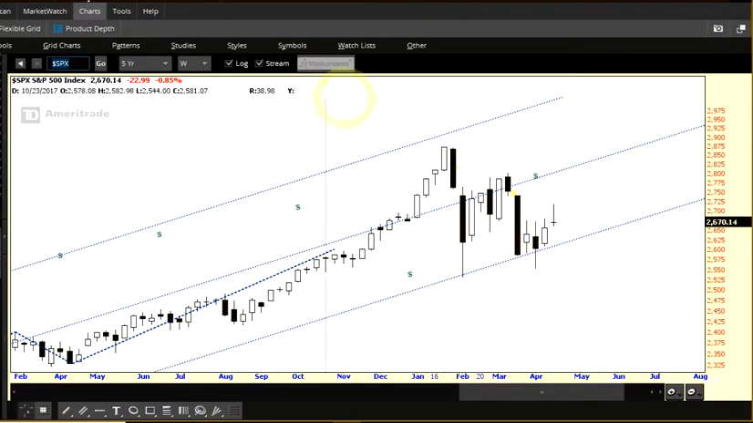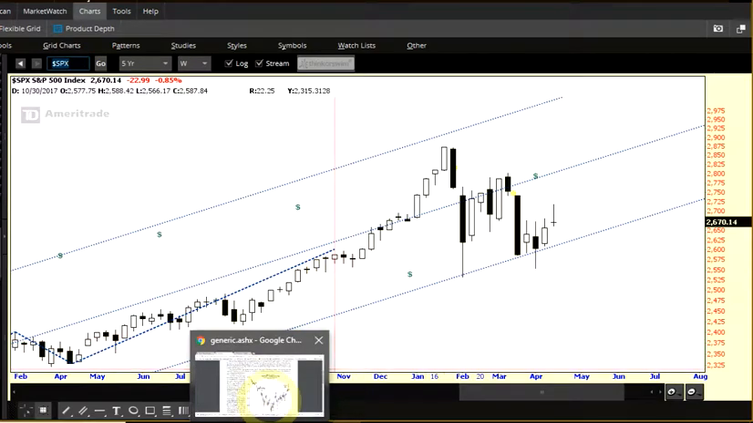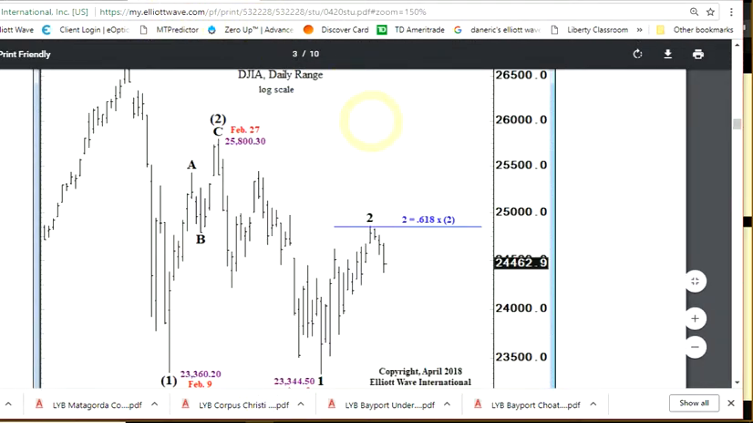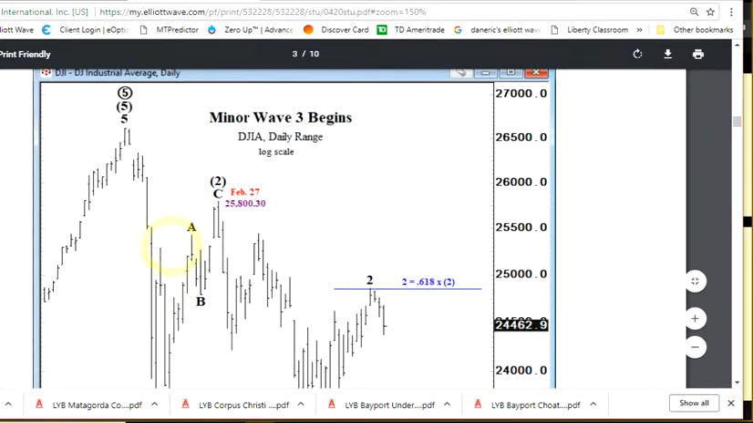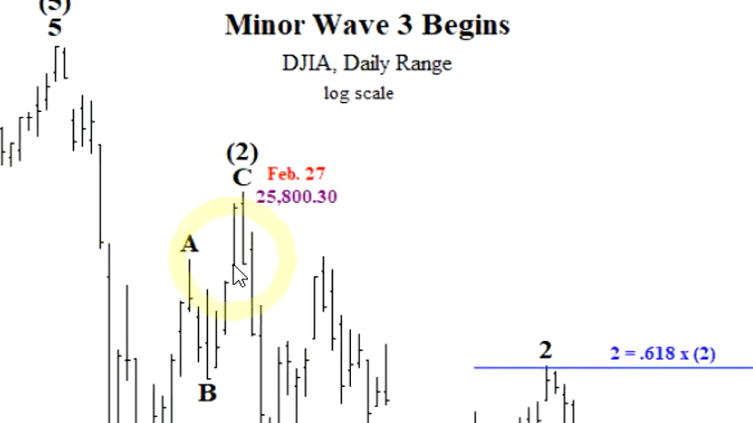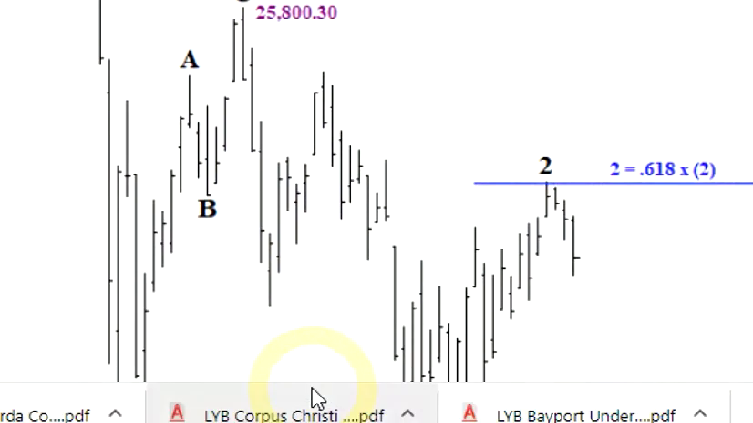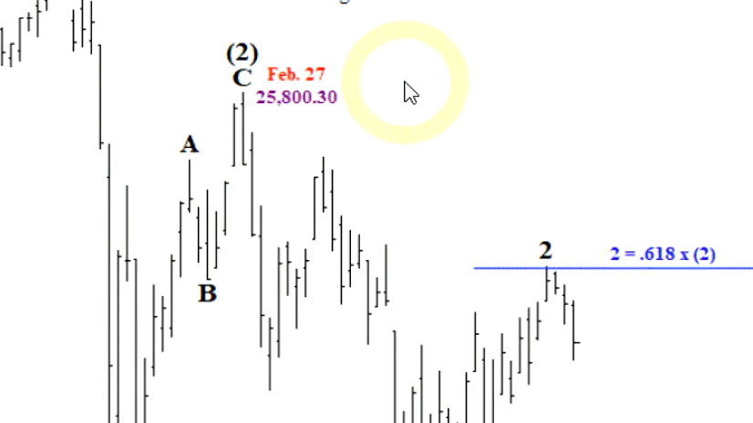In fact, I think maybe the best way to do it is just go to the EWI charts because they do such a good job of charting. Let's look at the short term. This is the Dow Jones Industrial Average daily range, and you can see we had this big down move. Let me see if I'm going to be able to get all this on the same page here, but you can see we had this big down move. Then we had this A, B, C for a 2.